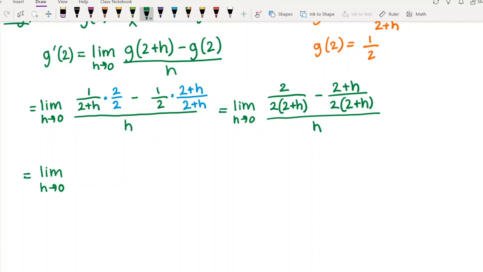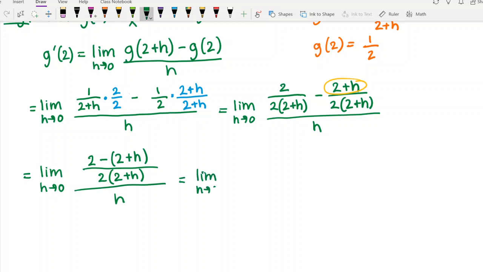If we put the two numerators together, you have to be really careful here, so pay attention. If you're subtracting a fraction from another fraction, and the fraction that you're subtracting has more than one term in it, you have to put parentheses around that and make sure that you're subtracting everything in that numerator. Otherwise, this will not work and you'll get the wrong answer. So our new numerator is going to be 2 minus 2 plus h, all divided by 2 times 2 plus h, and that's all divided by h.